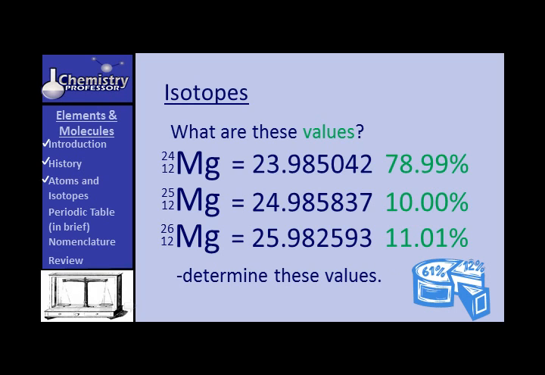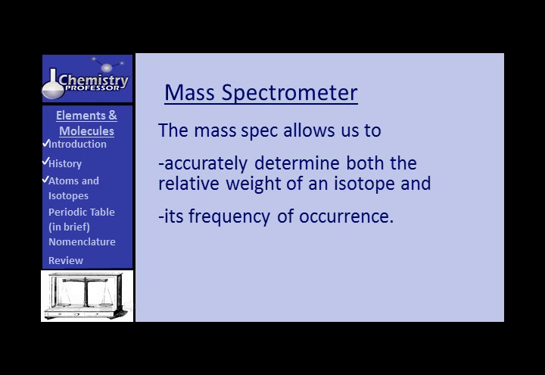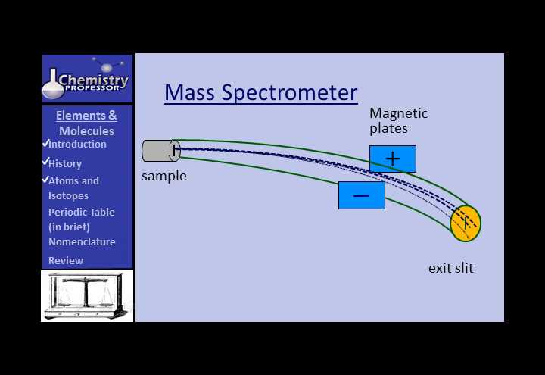Let's see how we determine these values. It used to be quite a process of chemical reactions and weighing reactants and products and comparing them and so forth. The process now is much, much more definitive. We use a device called a mass spectrometer, which sometimes we call a mass spec. And the mass spec will allow us to very accurately determine both the relative weight of an isotope and its frequency of occurrence.